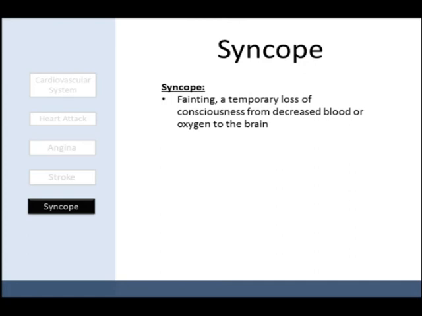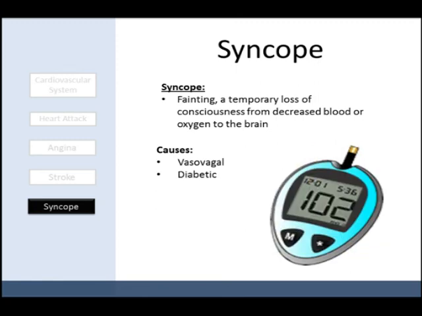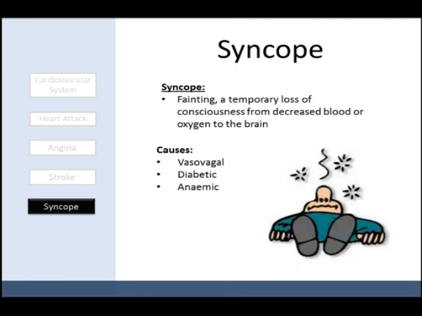Our last medical condition that we will cover is syncope or fainting, which is a temporary loss of consciousness from decreased blood or oxygen to the brain. Fainting can be caused by vasovagal situations from stress and anxiety. It can happen in diabetic emergencies, and anemic situations where oxygen supply is decreased. Dehydration can also cause a decrease in fluid levels, which decreases blood volume. Lastly, a decreased blood supply to the brain can be due to a cardiac pump failure.